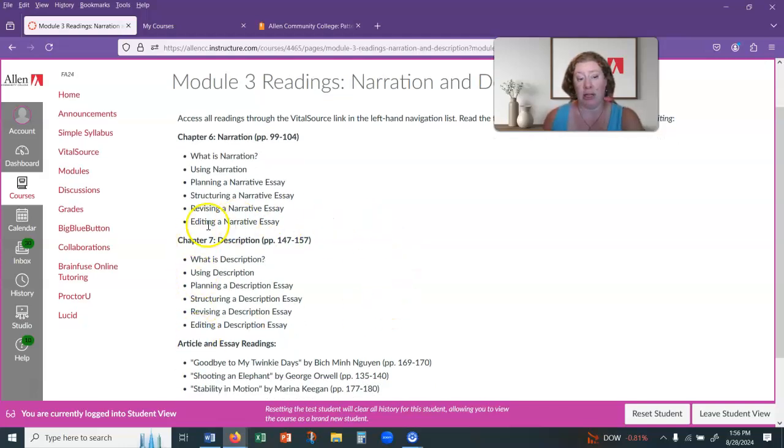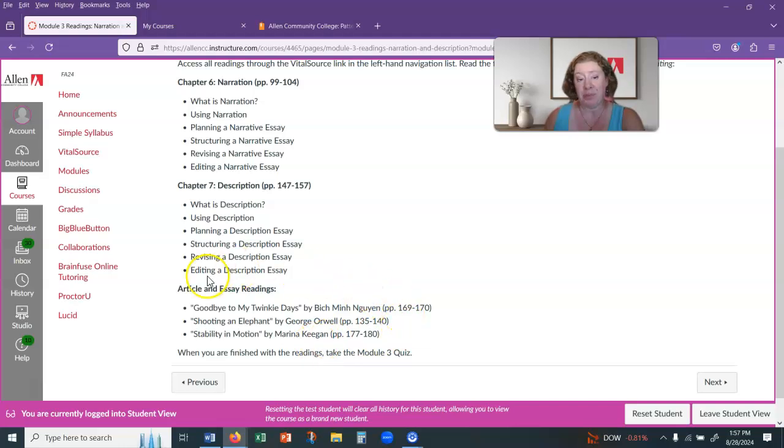I'm also having you read chapter 7, description. You are not writing a description essay, but you will be using description in your narration essay. And the description chapter has quite a few vocabulary terms, which will be important to remember. So things like a connotation versus a denotation of a word, things like objective versus subjective description, what figures of speech there are, that kind of thing. So there's going to be quite a few vocabulary terms in there to help you out.